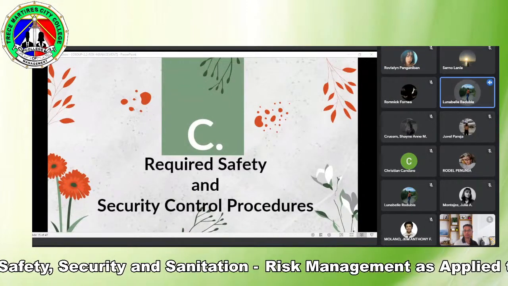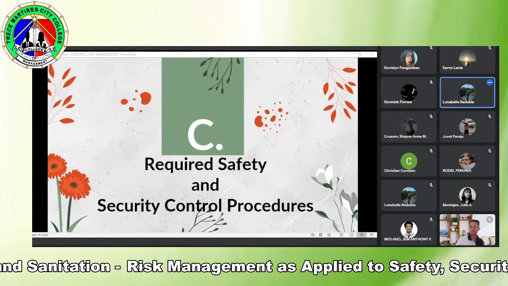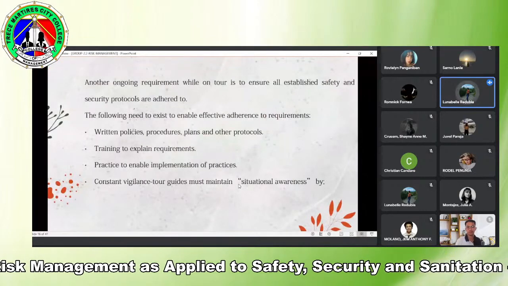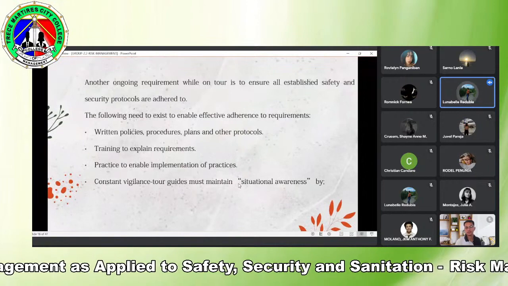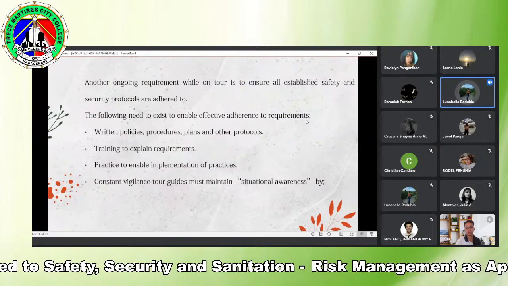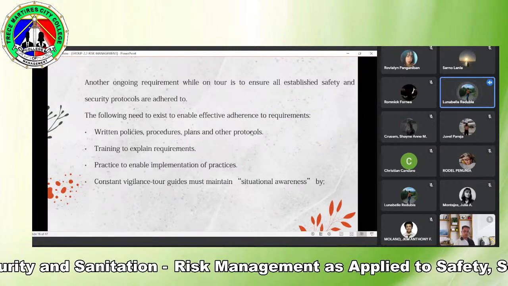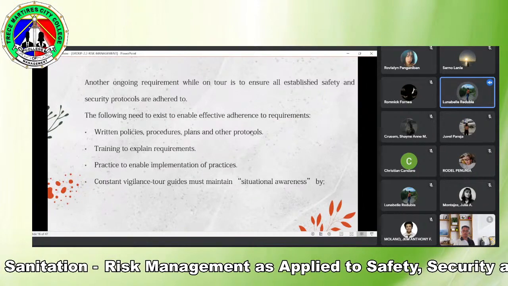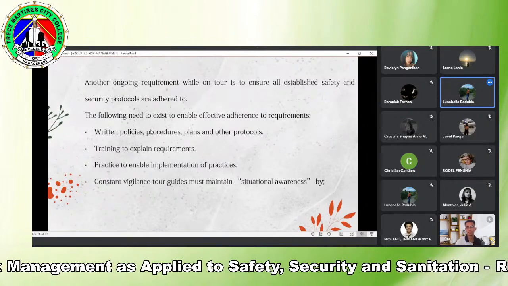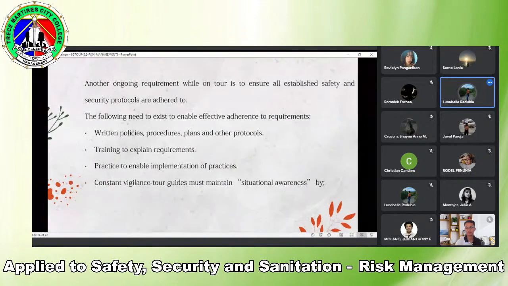Required safety and security control procedures. Another ongoing requirement while on tour is to ensure all established safety and security protocols are adhered to. The following need to exist to enable effective adherence to requirements. First, written policies, procedures, plans, and other protocols.